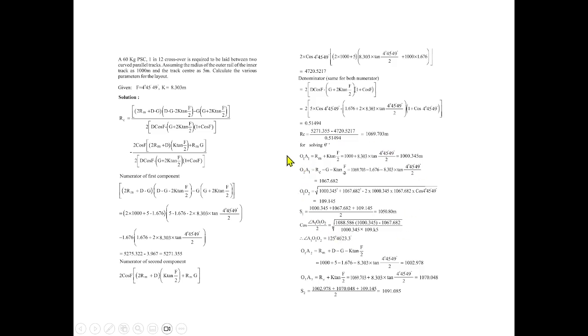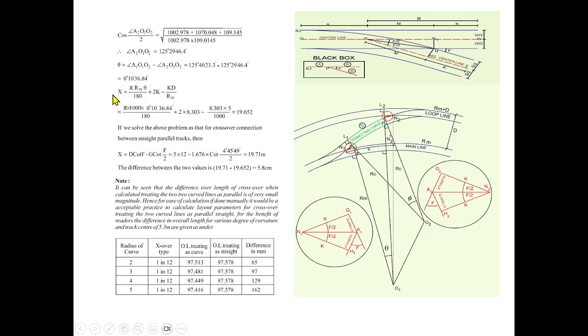And for finding out x, we have to solve for theta. So theta, we are substituting all these formulae, and finally we are finding out the x distance. Theta we are finding out, that is 0 degree something, and substituting here, K, D, everything, radius of main curve. Substituting all here, we are able to get the x distance, that is 19.652. But here you can see, it's very cumbersome. Calculating our radius of connecting curve and x distance is a cumbersome process.